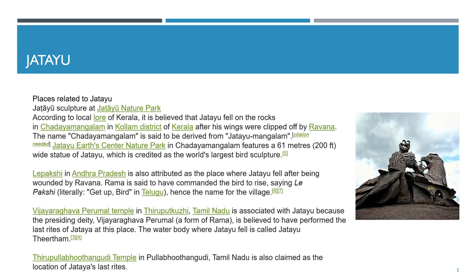Jatayu sculpture is there at Jatayu Nature Park. According to local lore of Kerala, it is believed that Jatayu fell on the rocks in Chadayamangalam in Kollam district of Kerala, after his wings were clipped off by Ravana. We need to read carefully, like clipped off means what are the weapons and astras used by him. He was inside the Vimana. The name Chadayamangalam is said to be derived from Jatayu Mangalam. Jatayu Earth's Center Nature Park in Chadayamangalam features a 61 meter, 200 feet wide statue of Jatayu, which is credited as the world's largest bird sculpture.